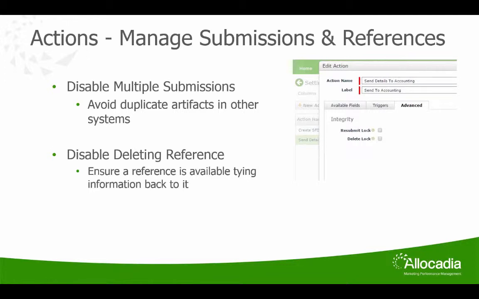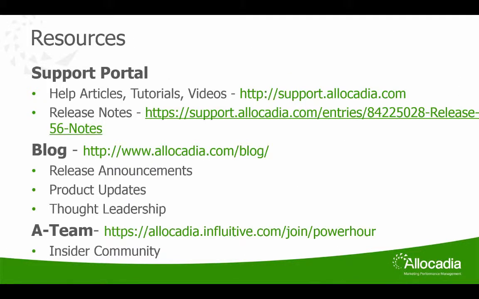You can disable deleting any information that has been used in outbound actions to ensure it will be available when you tie the data back to it, such as tying back POs to a line item. You can also configure outbound actions to only allow at most one submission per line item to avoid duplication in your other systems. Please note that budget owners can ignore these restrictions if they need an override, and that these settings will be available in the Advanced tab of an Actions configuration.